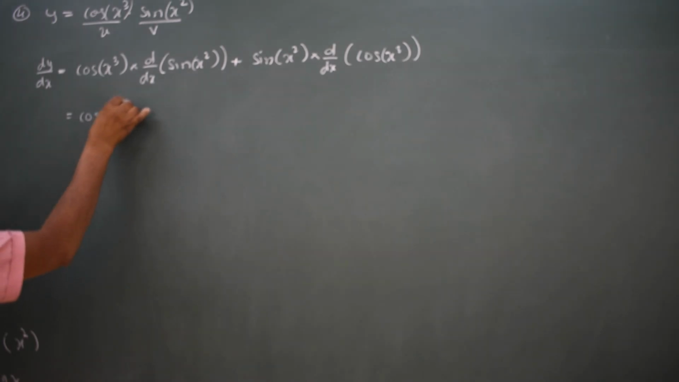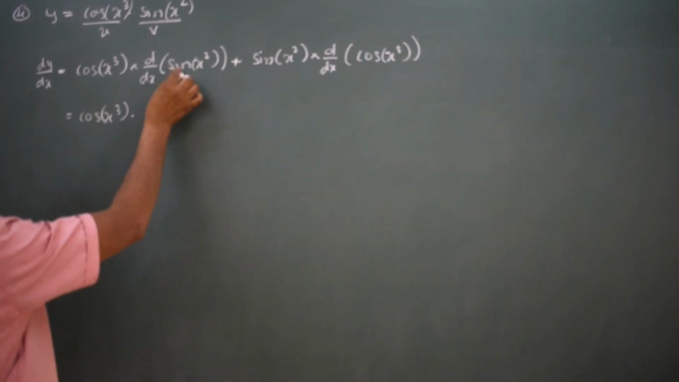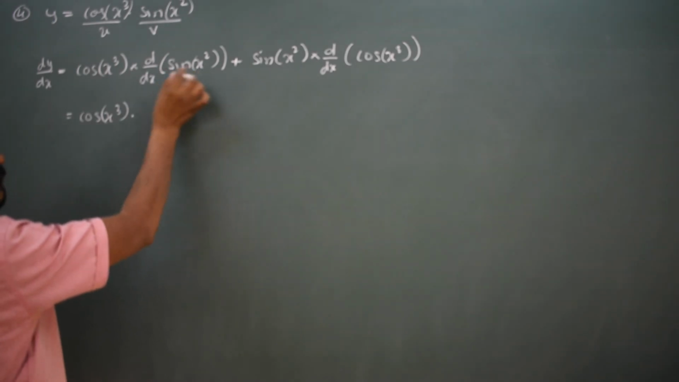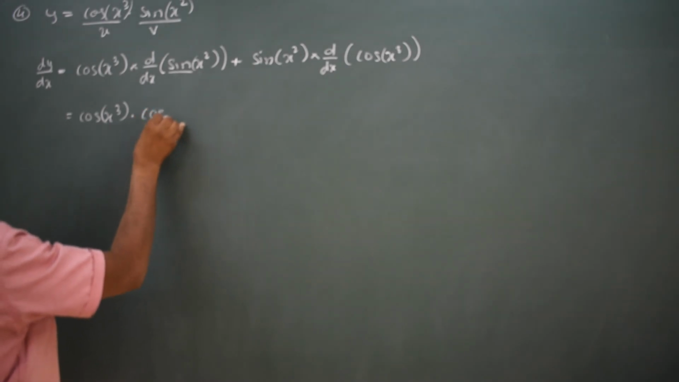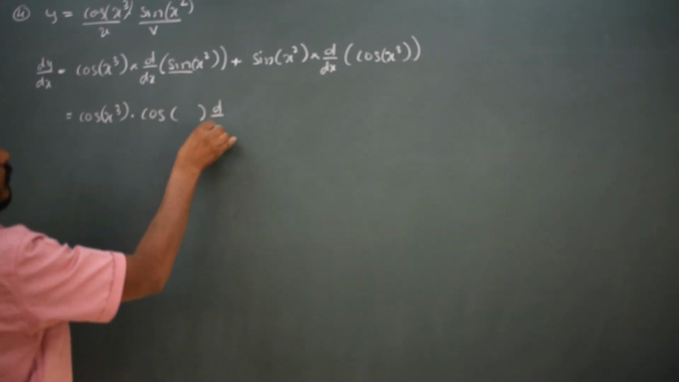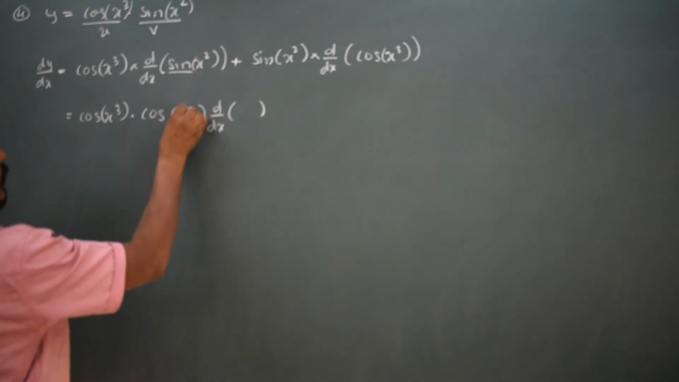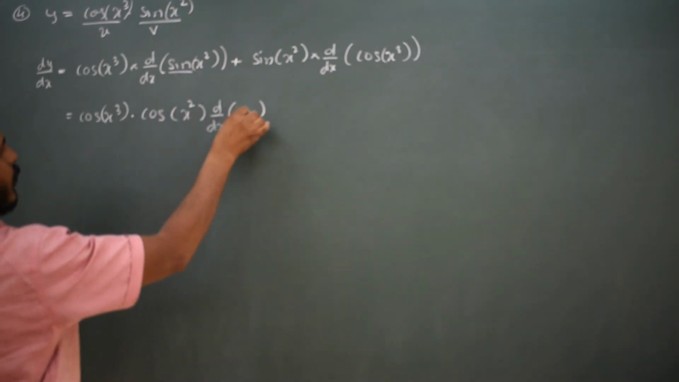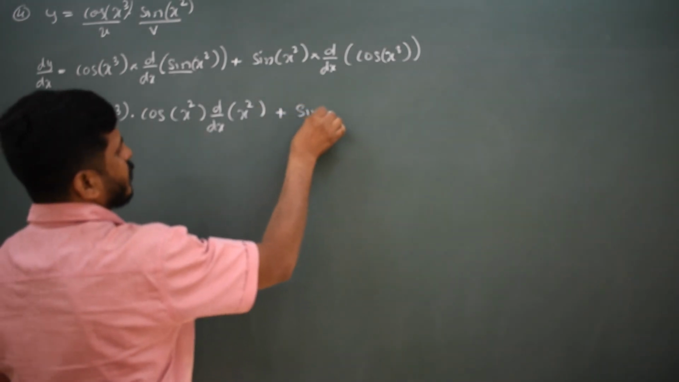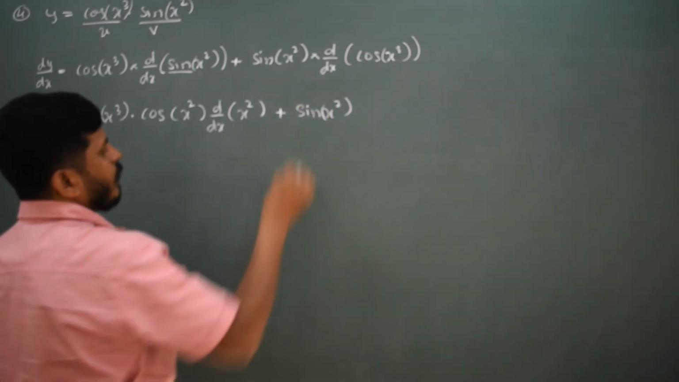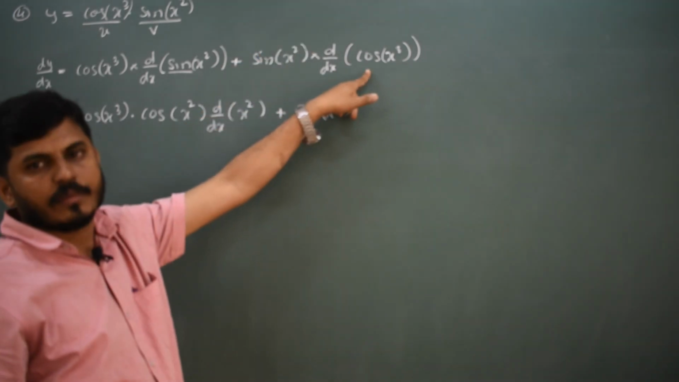Cos x cube, first function as it is, into differentiation of this. Read it as sine of something. What is the differentiation of sine of something? Sine of something is cos of something into differentiation of something. What is something here? X square. Plus sin x square as it is. Here there is no d by dx of, that means we should not differentiate this. We have to differentiate only this one.